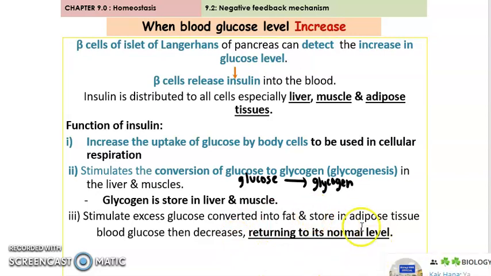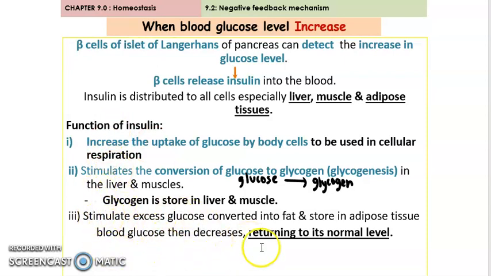You must mention this one. You must mention that once insulin has carried out its functions, when it has completed those functions, what happens to the blood glucose level?